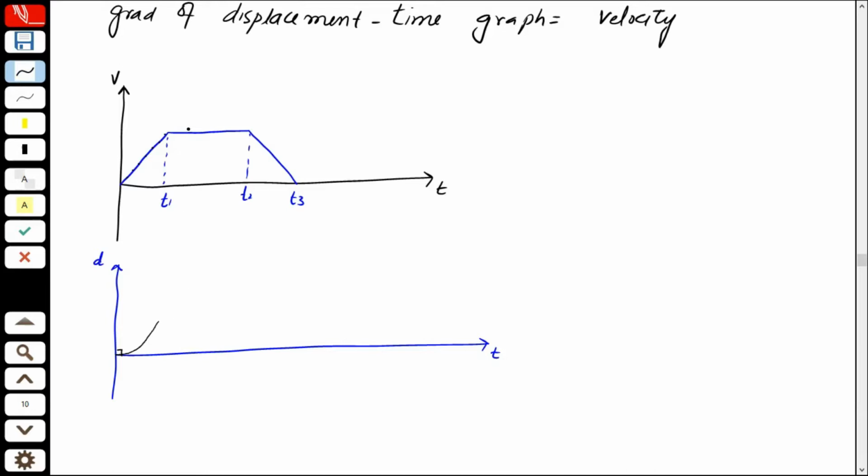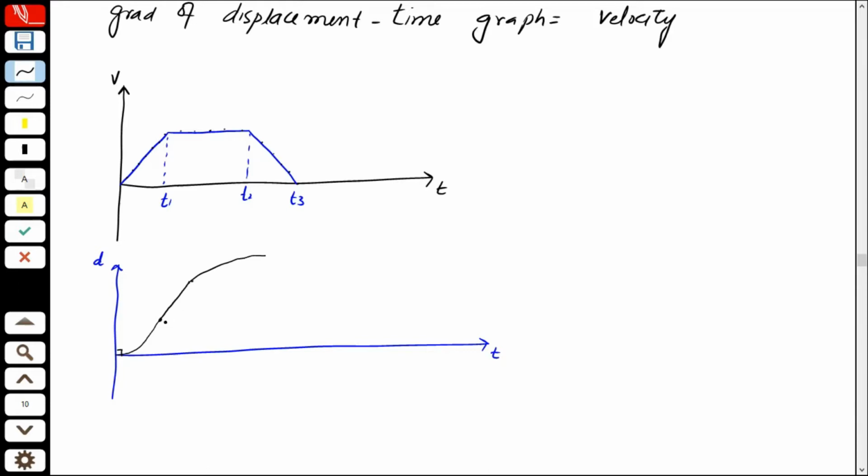Then velocity is constant from t1 to t2, so the gradient should remain constant. From t2 to t3, the velocity of the object is decreasing and it becomes zero, so now the gradient should decrease and it should become zero. This is the displacement time graph looking at the velocity time graph.